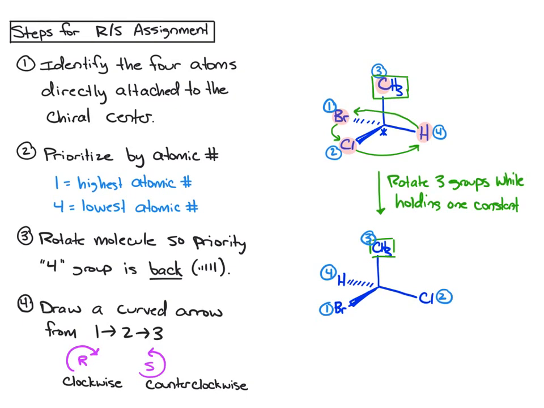So for this particular example, let's start and put our pencil down on priority 1. And I'm going to draw an arrow from 1 to 2 to 3. That arrow goes around counterclockwise or to the left. So that means this chiral center has an S configuration.